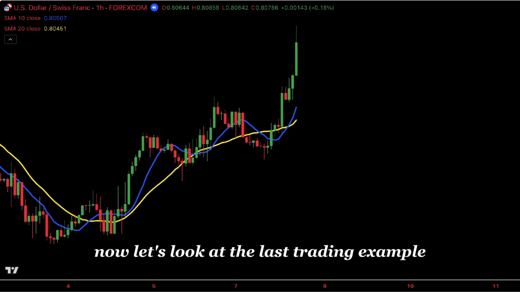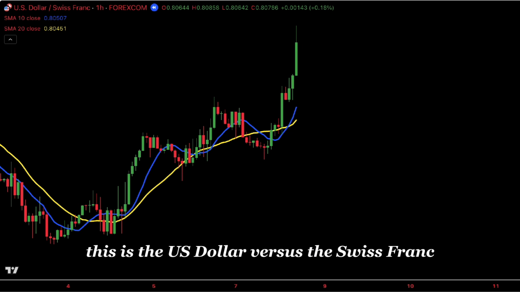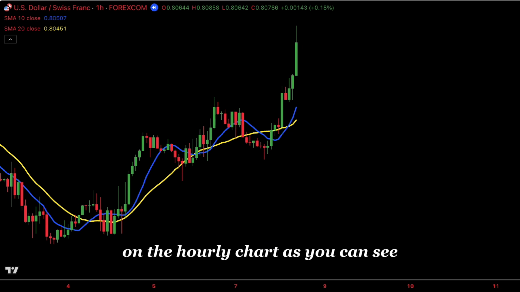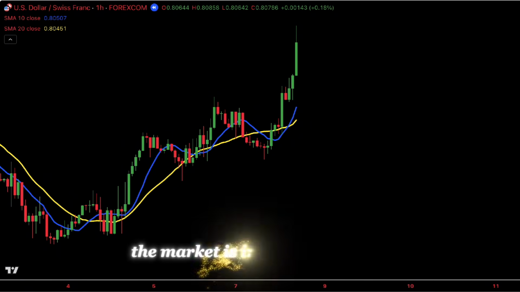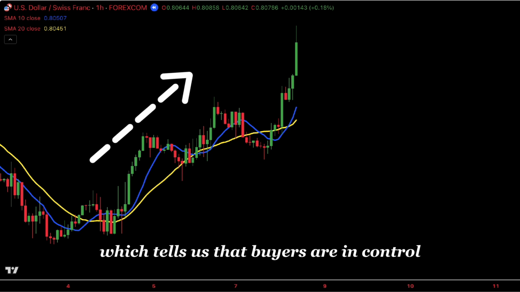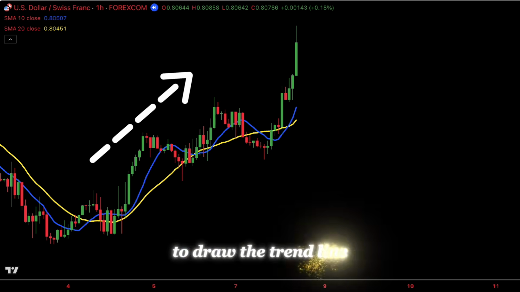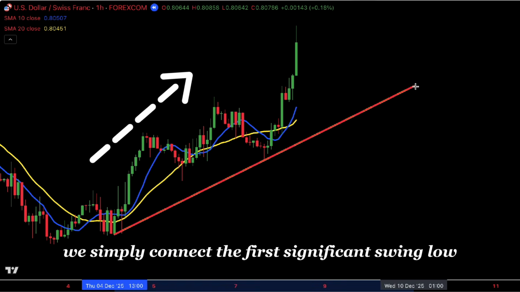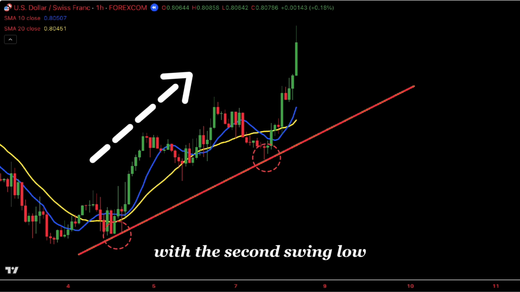Now, let's look at the last trading example. This is the US dollar versus the Swiss franc on the hourly chart. As you can see, the market is in a clear uptrend, which tells us that buyers are in control. To draw the trend line, we simply connect the first significant swing low with the second swing low and extend the line to the right. Now, let's see what happens next.